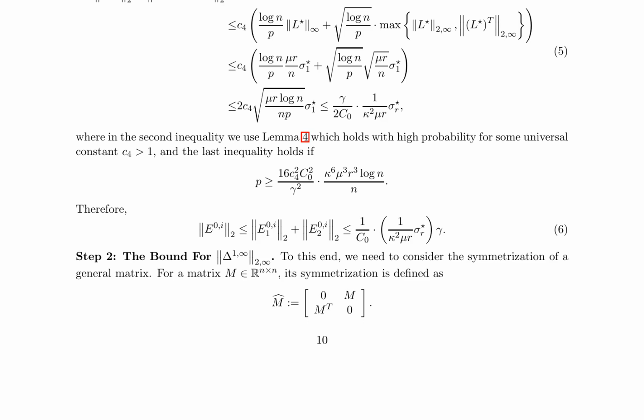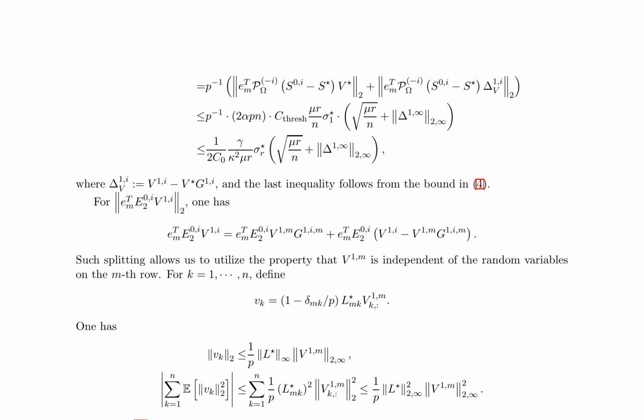log n / n. Therefore, ‖E0 I‖_2 is less than or equal to ‖E0 I1‖_2 plus ‖E0 I2‖_2, which is less than or equal to γ/(C01 κ^2 μR σR).